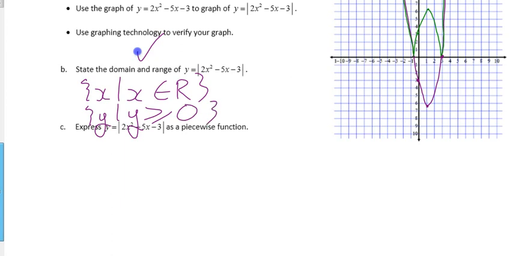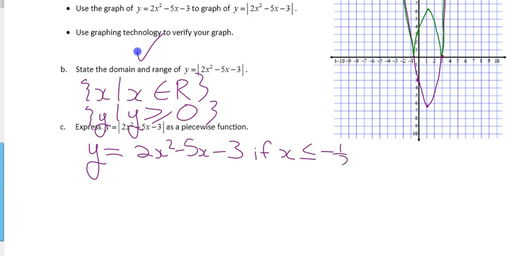Okay, piecewise function. So when was the original function positive? Before -1/2 and after 3. Right. Okay. So if x is less than or equal to -1/2 or x is greater than or equal to 3, then the function is the original function. Okay, because it was positive there.